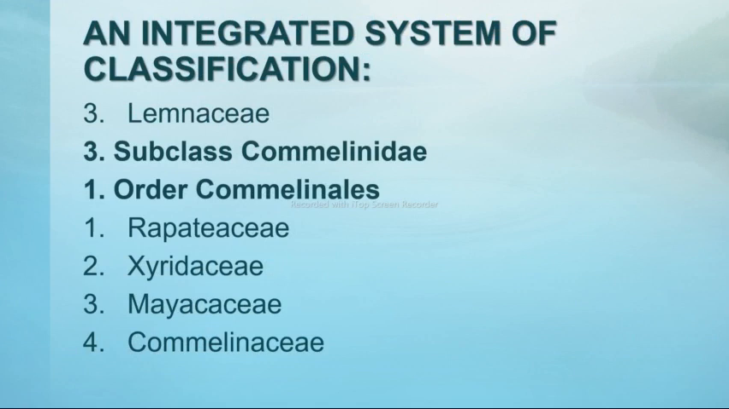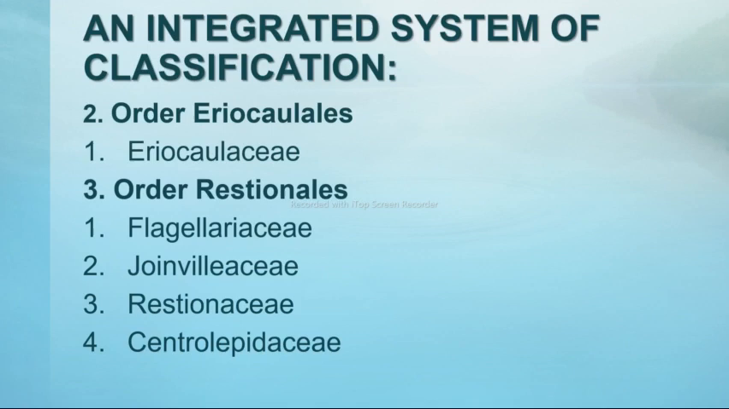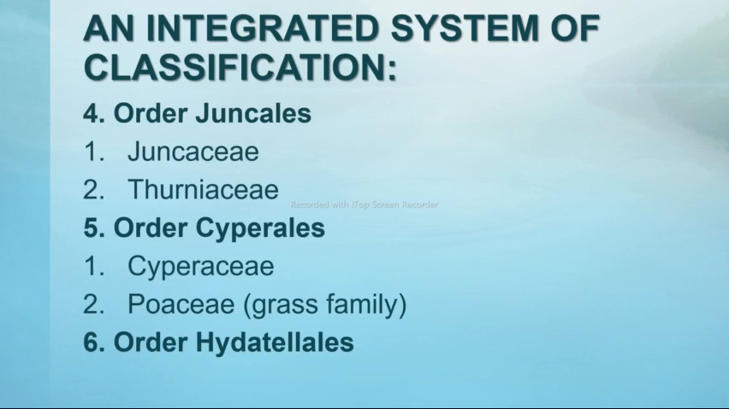And the subclass 3 is the Commelinidae, which includes the orders Commelinales, which includes the Rapateaceae, Xyridaceae, Mayacaceae, Commelinaceae. And the next, second order is Eriocaulales, which includes Eriocaulaceae, and Restionales is the third order, which includes the Flagellariaceae, Joinvilleaceae, Restionaceae, and Centrolepidaceae. And the next, fourth order is Juncales, which includes the Juncaceae, Thurniaceae. Fifth order is Cyperales, which includes Cyperaceae, Poaceae, which is the grass family.